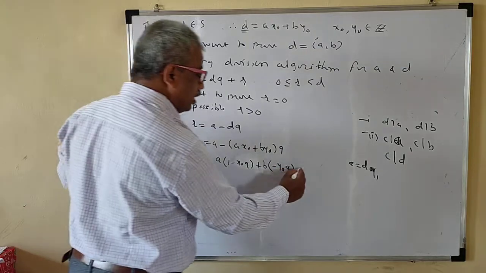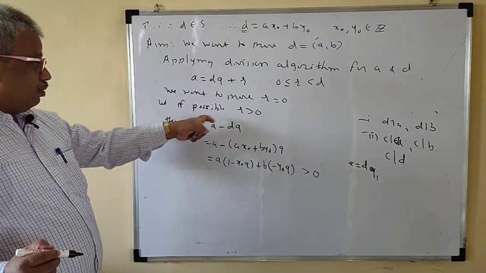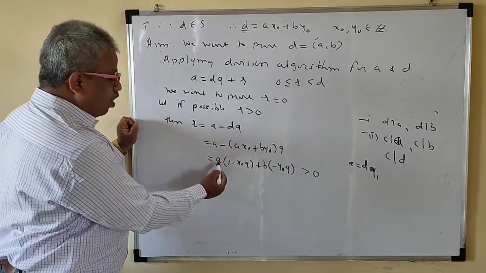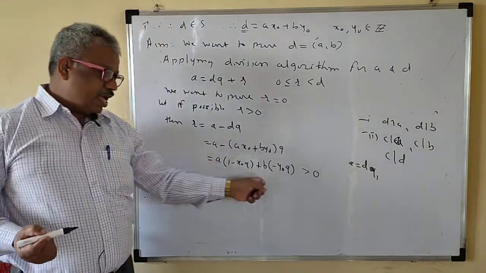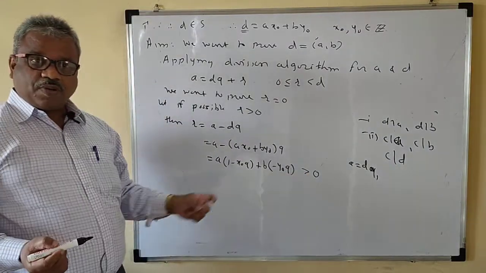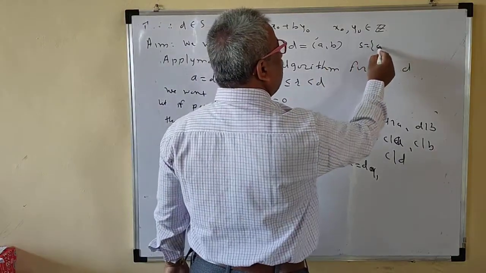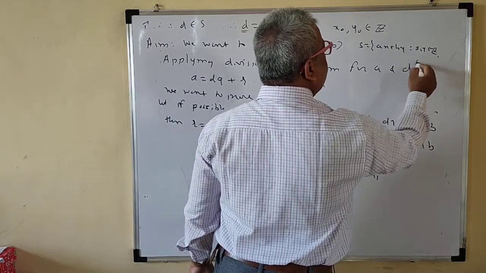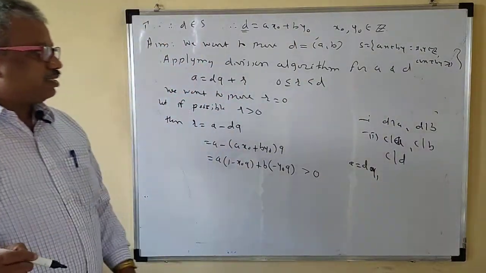And r is greater than 0. Right? So this is greater than 0. Now r is of the form ax plus by, and any number of the form ax plus by is an element of S. What is your S? S is ax plus by, where x, y belong to Z, and ax plus by is greater than 0. Right? This is your S.